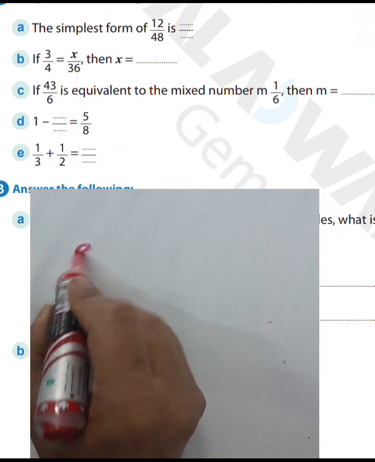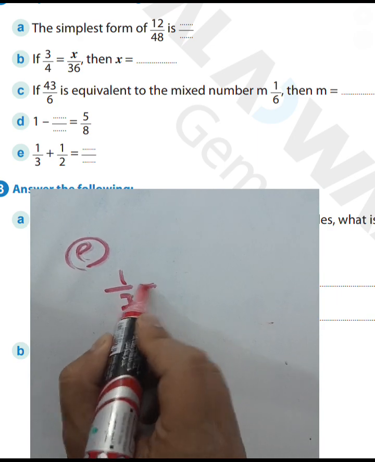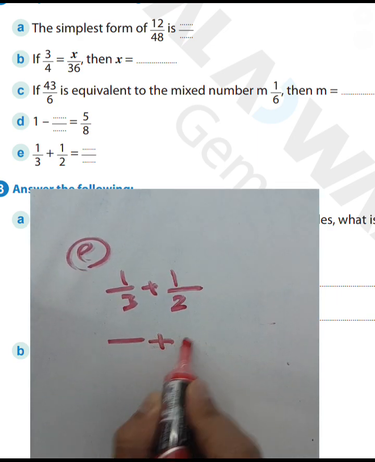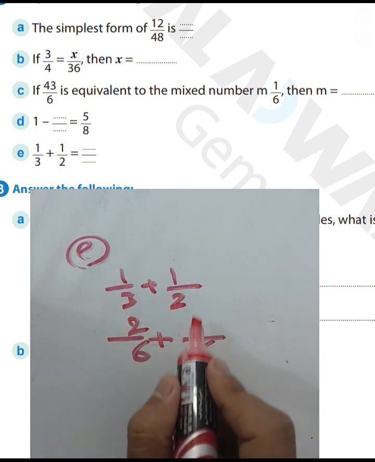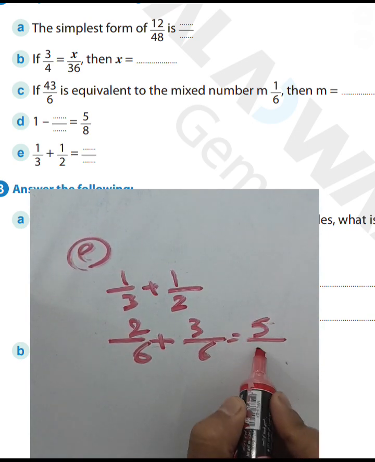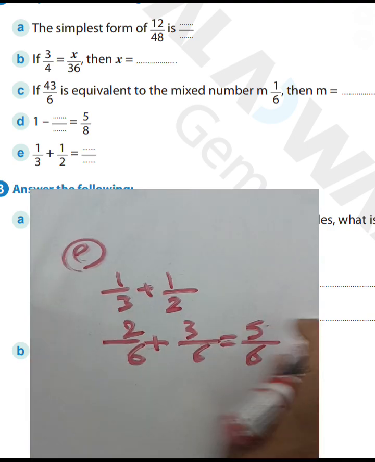Question letter E. 1 over 3 plus 1 over 2. We can write the least common multiple between them as 6. 2 times 1 equals 2. 3 times 1 equals 3. Then the result will be 5 over 6. This is the simplest form.